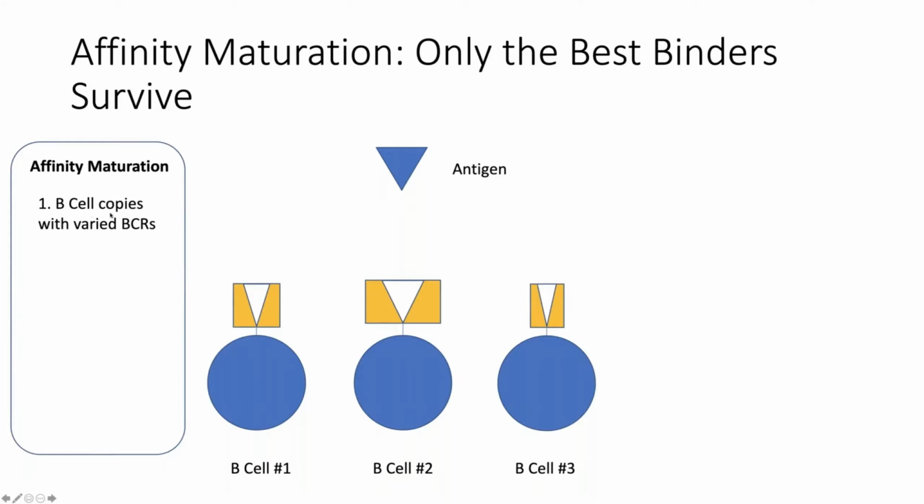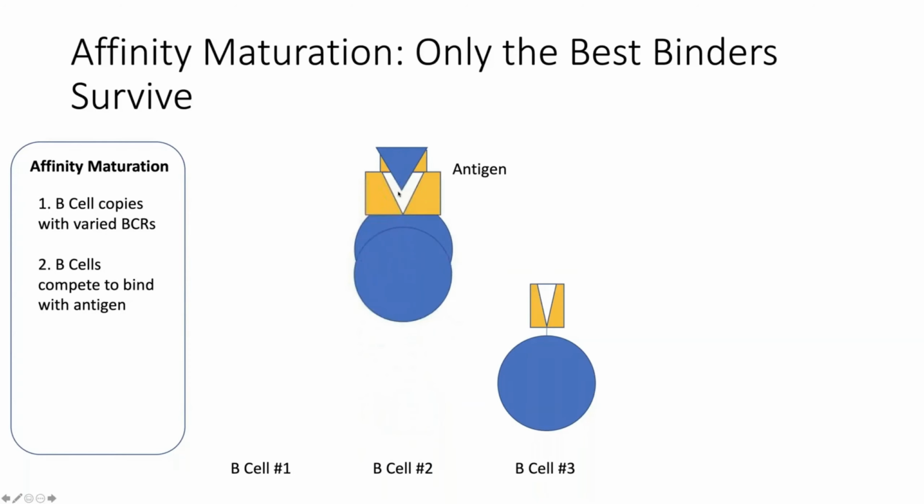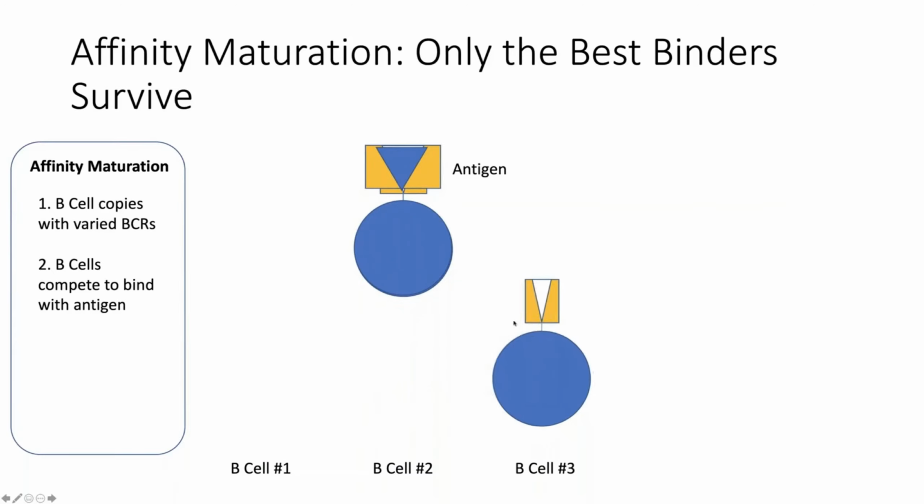So the B cell copies. There's many copies of the B cell. It all has a similar B cell receptor, but they're all a little different. So then now they're going to compete. They're going to see, hey, can I bind better? They're all going to try and bind to that antigen. So B cell 2 is going to bind. B cell 2 looks like it's going to bind the best. And then B cell 3 is way too narrow. No way that B cell 3 is going to bind.